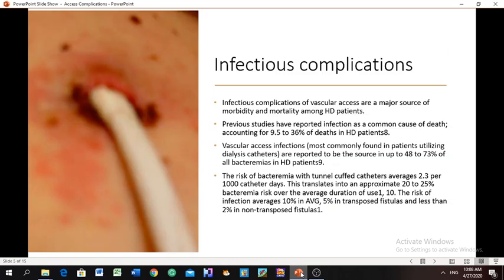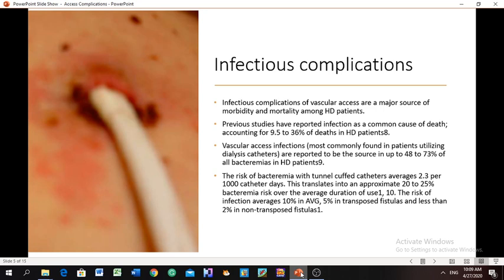Infectious complications of vascular access are a major source of morbidity and mortality among hemodialysis patients. Previous studies have reported infection as a common cause of death, accounting for 9.5 to 36% of deaths in hemodialysis patients. Vascular access infections, most commonly found in patients utilizing dialysis catheters, are reported to be the source in up to 48 to 73% of all bacteremias in hemodialysis patients.